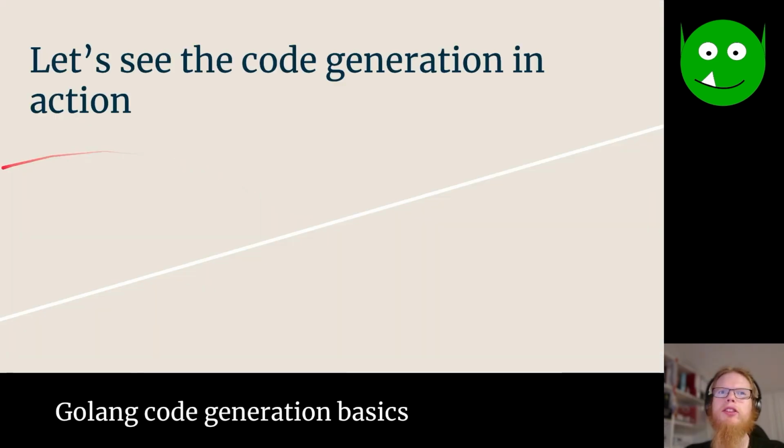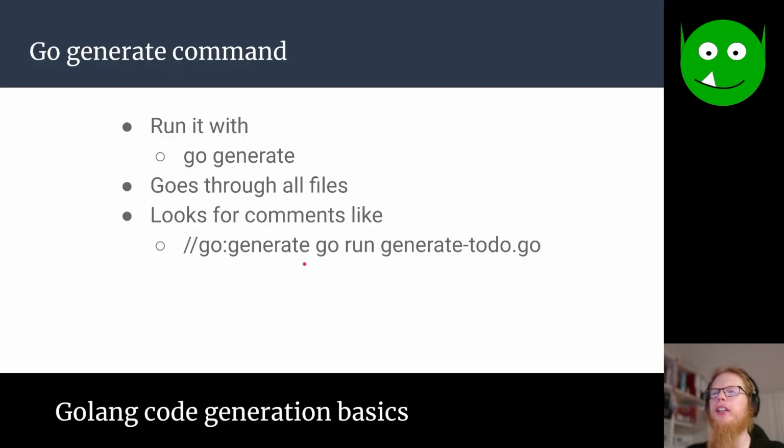Gotta love it. So, one more thing. There's the go generate command. You run it with go generate, and it goes through all the files in your project and looks for comments that start with go:generate, and then it executes everything that comes after that. So in this case, go run generate_todo.go, so our generator function. So if you put this in the main file that generates the todo struct, then when running go generate, generate_todo.go is automatically executed.